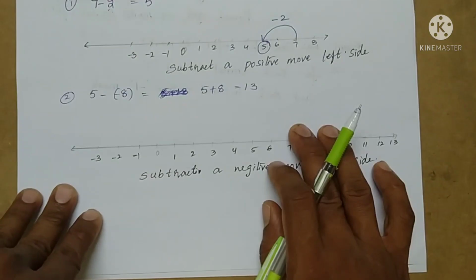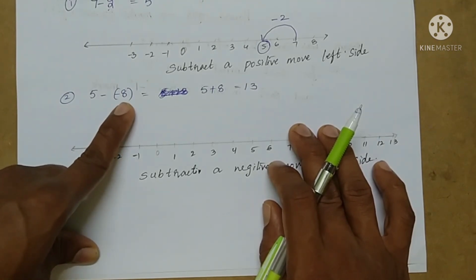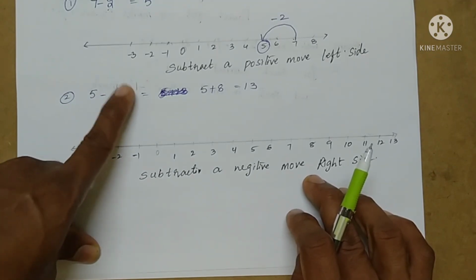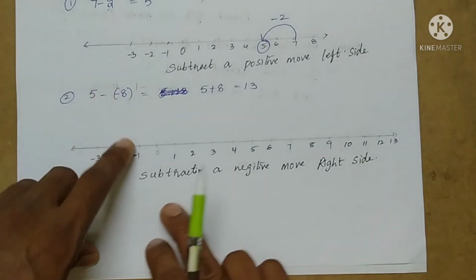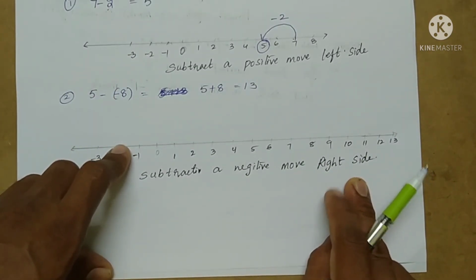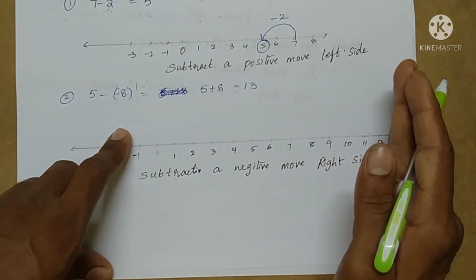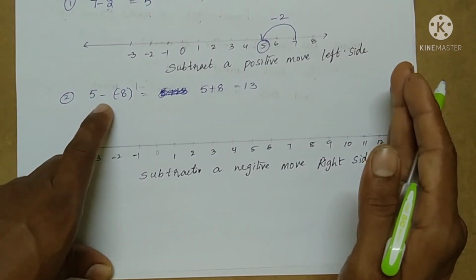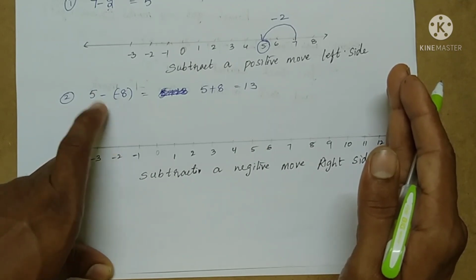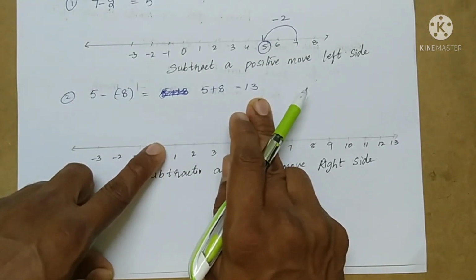Okay. So next question, fifth one. 5 minus of minus 8. So this is the subtraction of a negative integer. Subtract a negative integer, we move right side on the number line. So here 5 minus of minus 8. First we have to multiply these two symbols, right? So minus into minus is plus. 5 plus 8, result is 13.